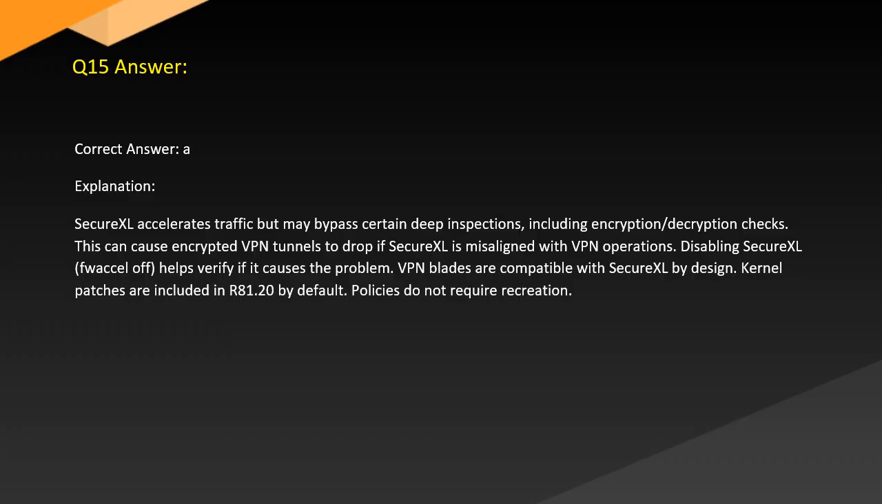Answer. Correct answer. Explanation. SecureXL accelerates traffic but may bypass certain deep inspections, including encryption-decryption checks. This can cause encrypted VPN tunnels to drop if SecureXL is misaligned with VPN operations. Disabling SecureXL with fwaccel off helps verify if it causes the problem. VPN blades are compatible with SecureXL by design. Kernel patches are included in R80 by default. Policies do not require recreation.